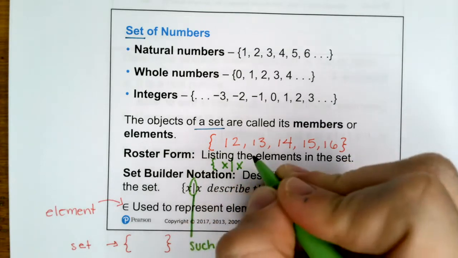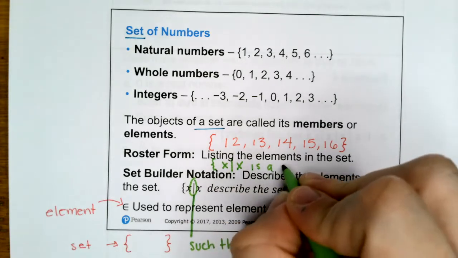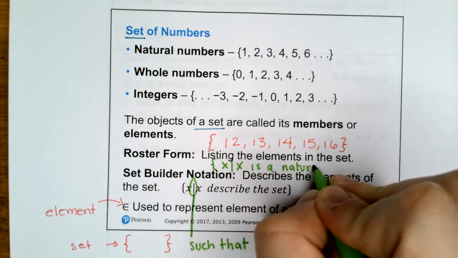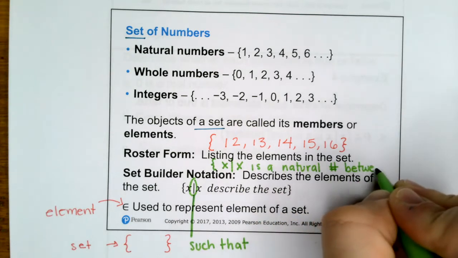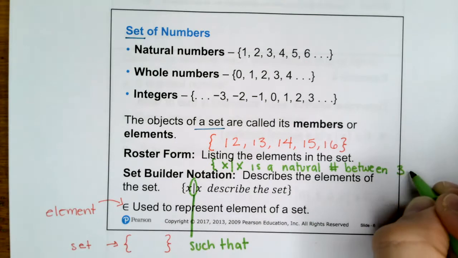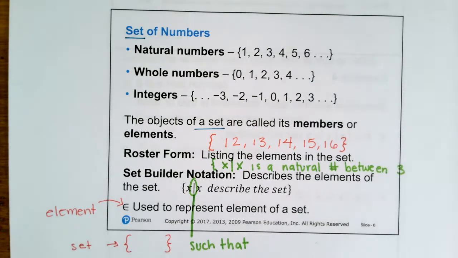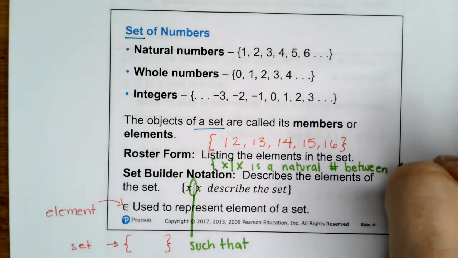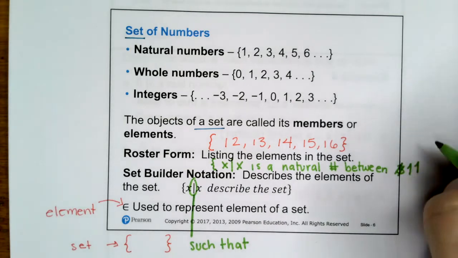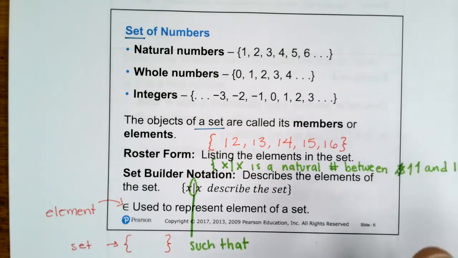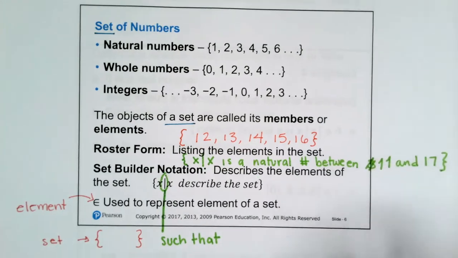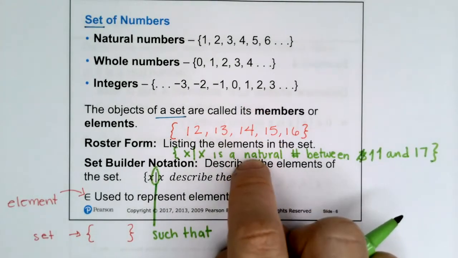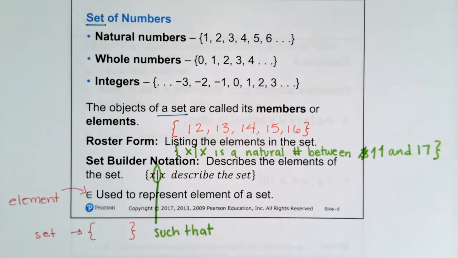x is a natural number between 3 and 8. No, sorry. I was reading my notes and my notes had a different example. Between 11, I tried to make up an example, and 17, right? It's between, it doesn't include. So we don't say between 12 and 16, we say between 11 and 17. So these are the same group. It's just 2 different ways to write that group or to write that set.